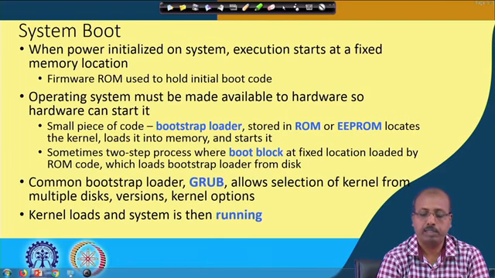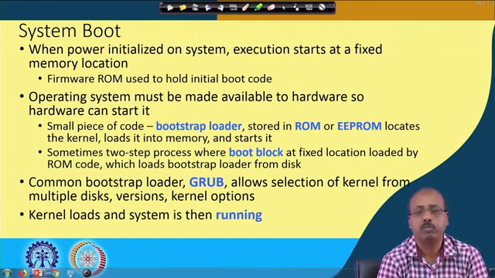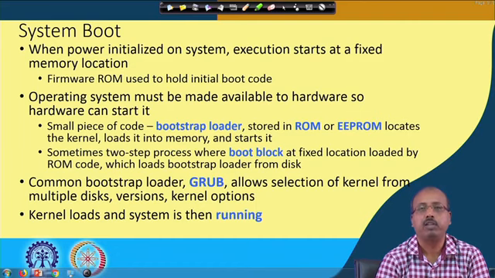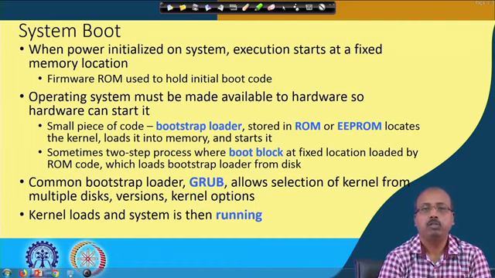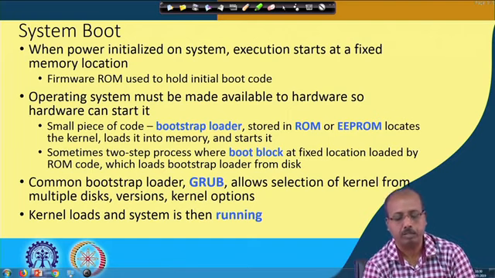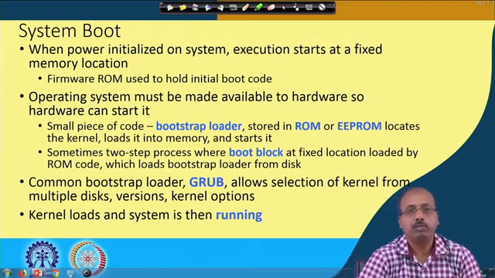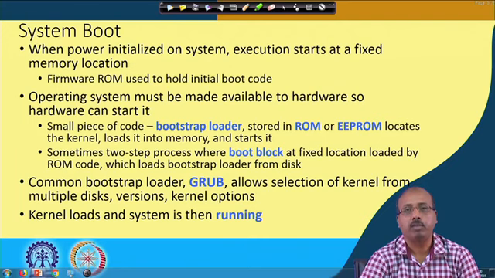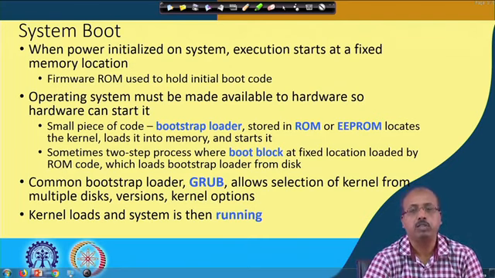Sometimes there is a two-step process, where a boot block at a fixed location is loaded by ROM code, which loads the bootstrap loader from disk. This is also there in many cases, to keep the bootstrap loader very simple. For that, we just have a piece of code that starts reading the disk from a particular boot block. In many operating systems when you format a CD, you might have seen that it asks whether you want to make it a boot disk or not.